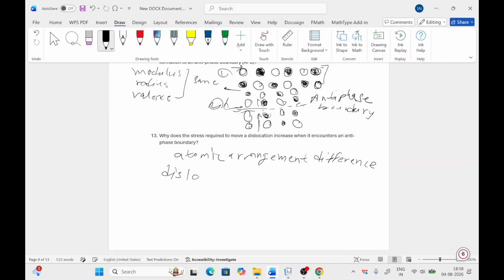dislocation motion is hindered. So because of this difficulty in dislocation motion, the stress required to move from the antiphase boundary increases. Means we have to apply more stress, then only this dislocation will move from this phase boundary.